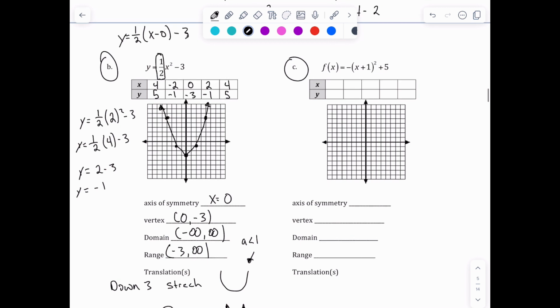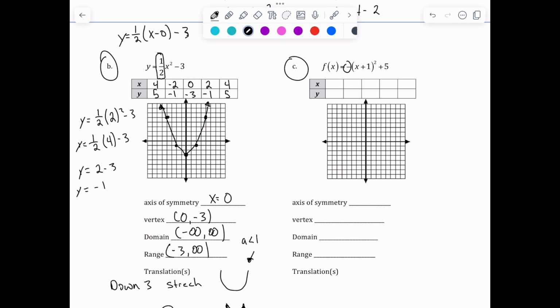All right, let's do the last one. We got a little bit of time. I'm going to breeze through it real quick. Remember, there's a negative out here. This means it's going to be a flip. So let's get right into that right now. So my vertex is -1, 5, because remember, it's opposite what you see in the middle. So here I'm going to have -1 and 5. Next, I'm going to go up 1 and down 1 on both sides. So let's just go up 1 on this side. Let's go down 1 on this side and fill in all of our stuff here.